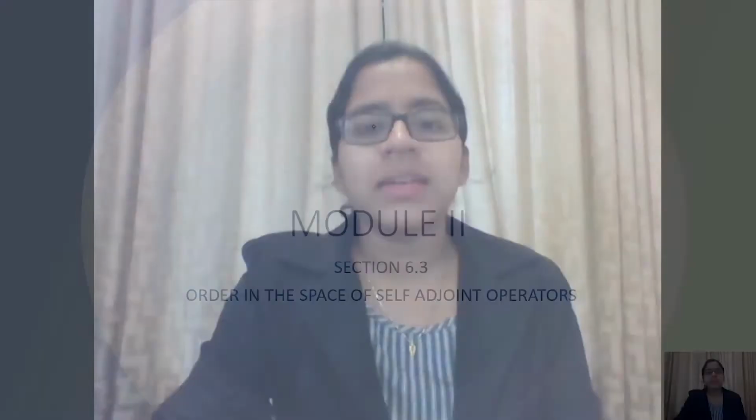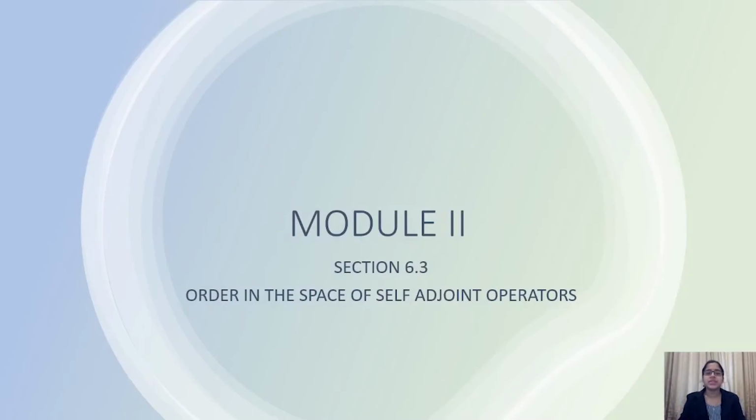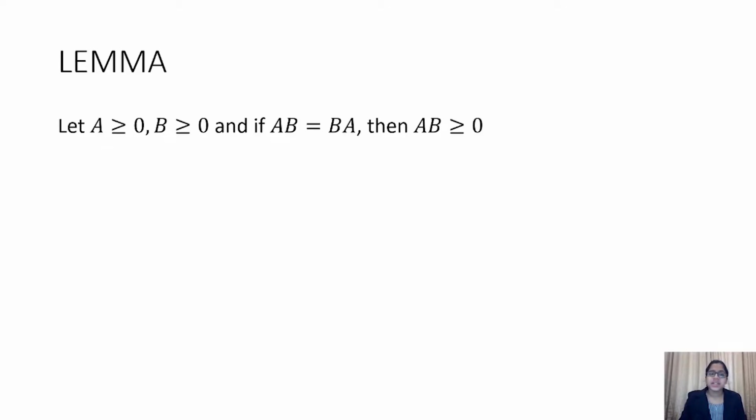So again in this lecture of section 6.3 we'll be discussing another lemma which uses the lemma that we have just now proved. The lemma is as follows: if A and B are non-negative and AB equal to BA, then AB is also non-negative. This is what we have to prove. Okay, so the proof is simple. With the help of the previous lemma we can easily prove this.